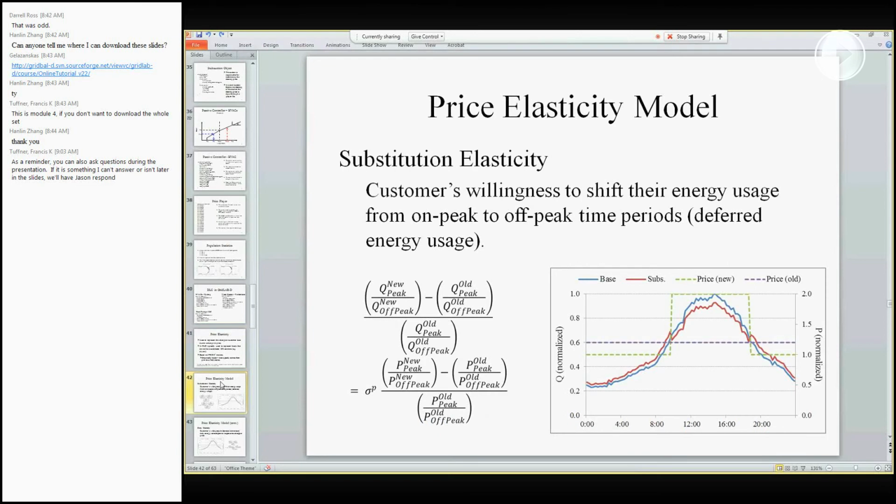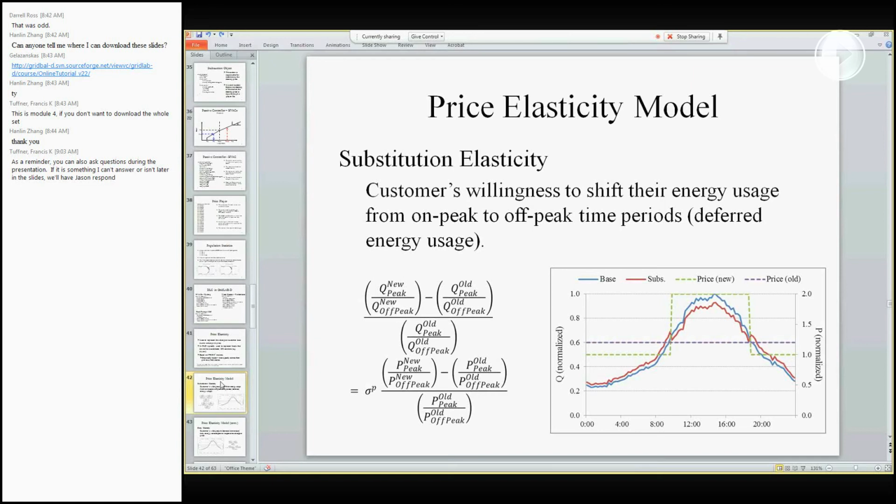The way that the price elasticity model works, there are two different elasticities. One is what's called substitution elasticity. This is basically how willing the customer is to shift their energy usage from on-peak to off-peak. So I call this deferred energy usage.